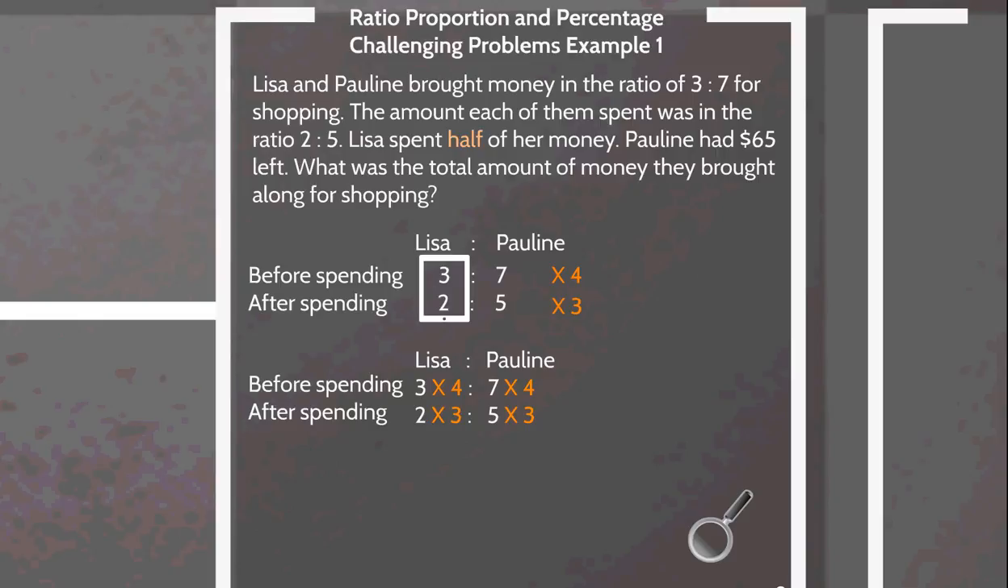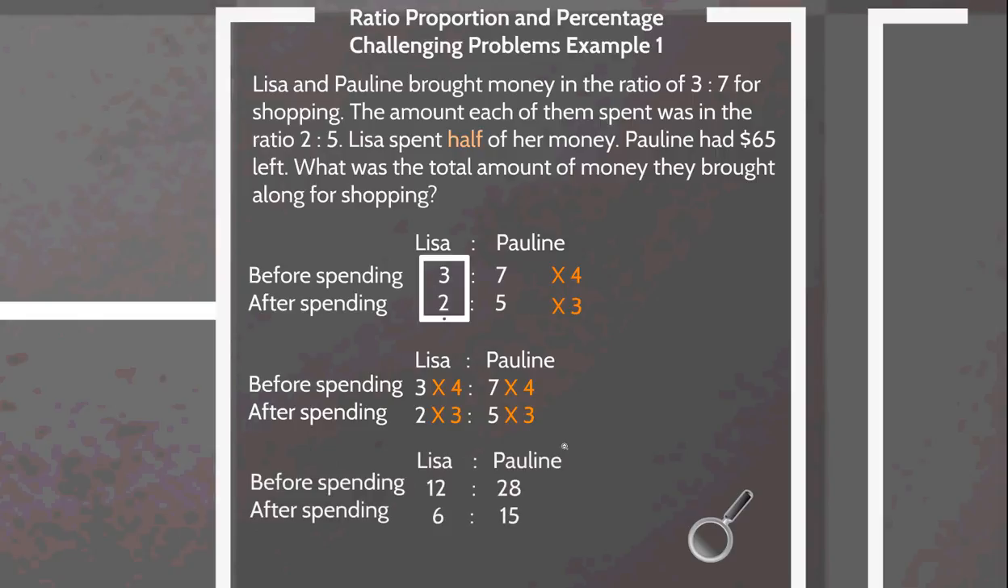So we multiply the ratio by 4, the before spending ratio. And because we multiply by 4 on Lisa's side, we have to also multiply by 4 on Pauline's side, so that the ratio balances. Then similarly, for the after spending ratio, we multiply by 3 on Lisa's side, we have to also multiply by 3 on Pauline's side.